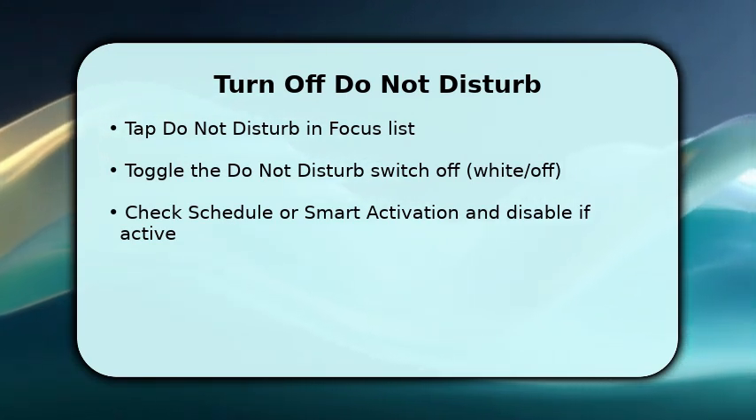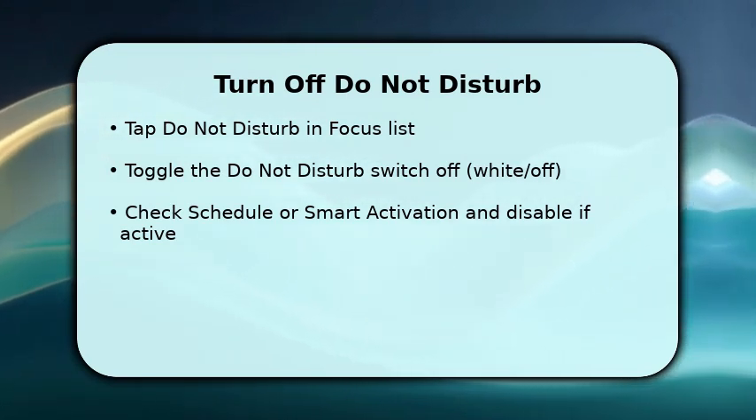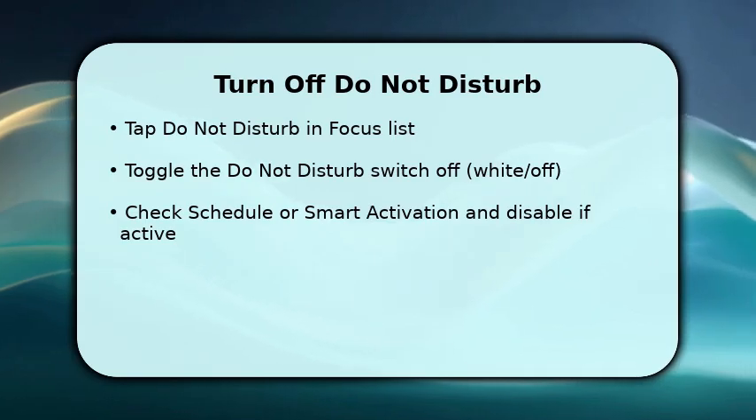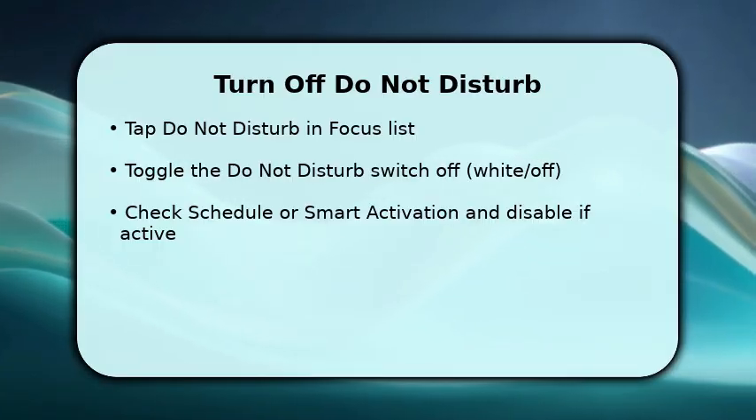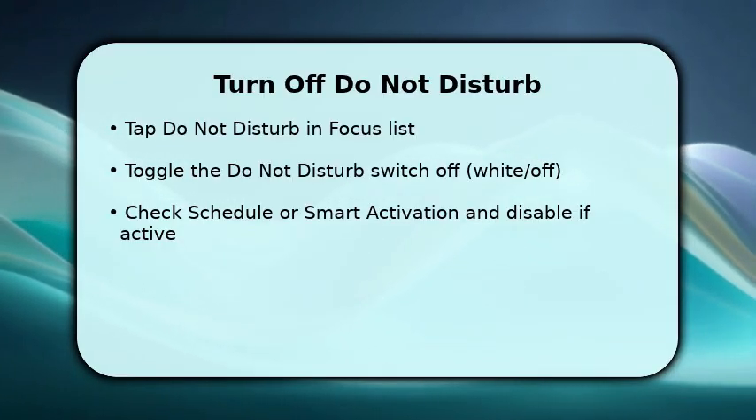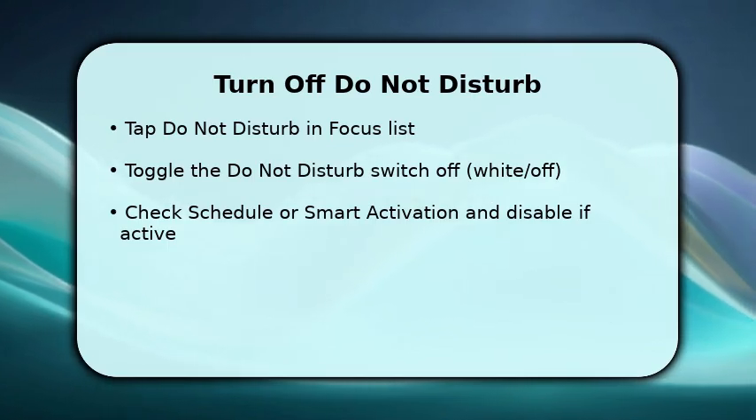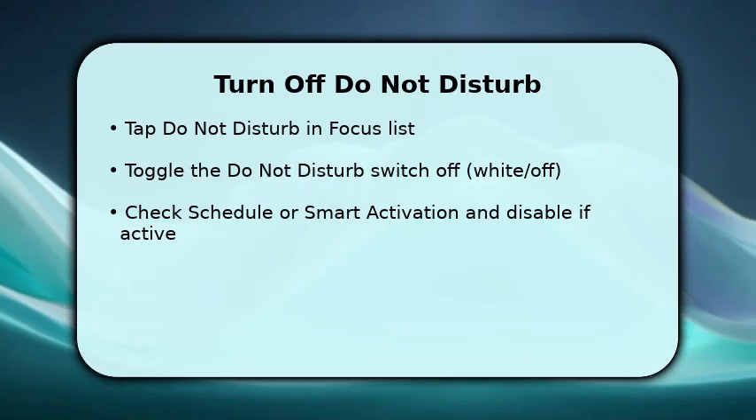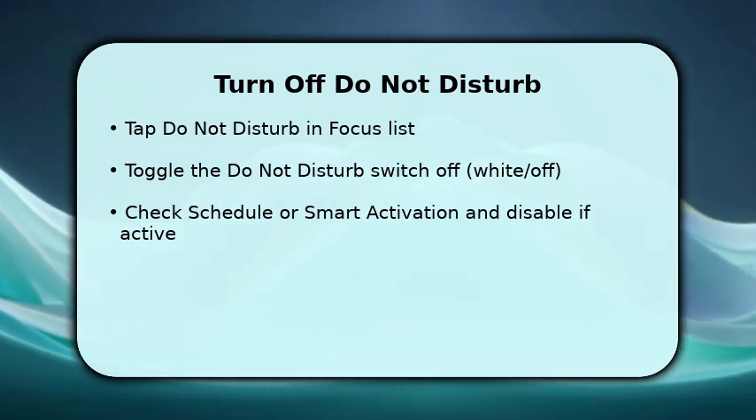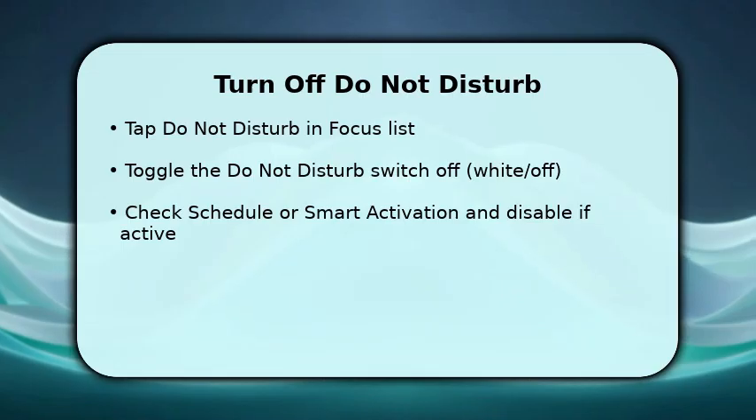Flip the toggle off so it appears white or shows off. This immediately restores notifications. If a schedule or smart activation is enabled, tap Scheduled and disable it to prevent automatic re-enabling. Make sure sleep or work focuses aren't linked to DND. Unlink routines if needed. You're doing this to stop interruptions permanently until you choose otherwise.